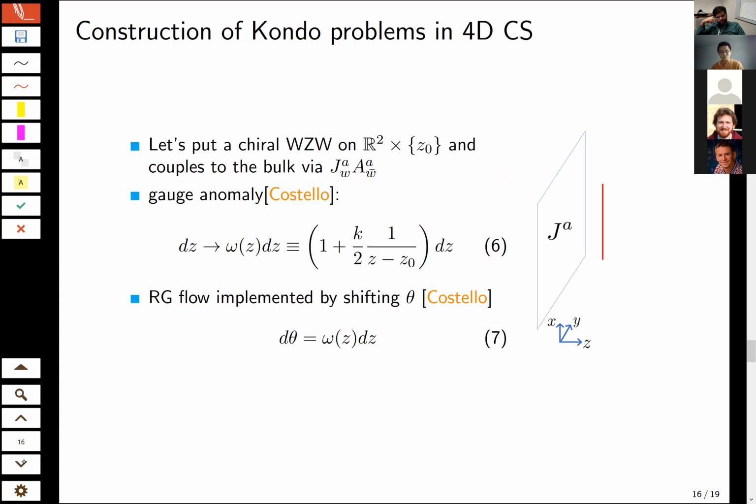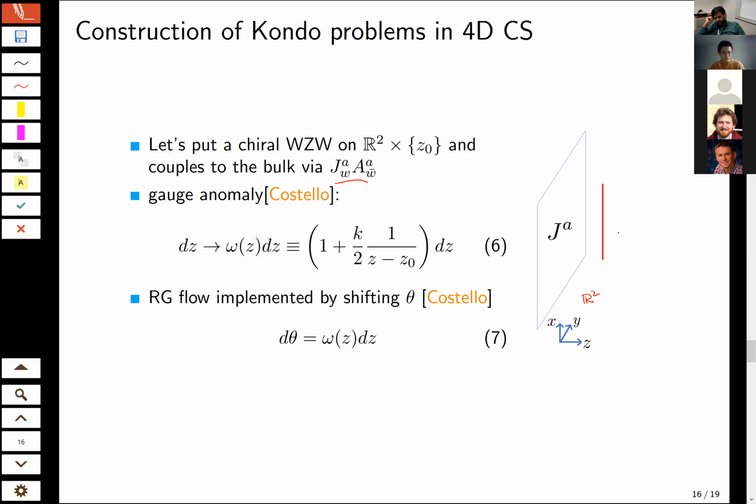So how do we construct the Kondo problem in this case? To do that, let me insert a surface defect along the R2 direction. x, y are the coordinates along the R2 direction, and on the surface defect I put a chiral WZW model and couple it to the bulk gauge field via this coupling. It is located at a fixed position along the holomorphic direction. Then I put a Wilson line in the bulk at another fixed holomorphic position.